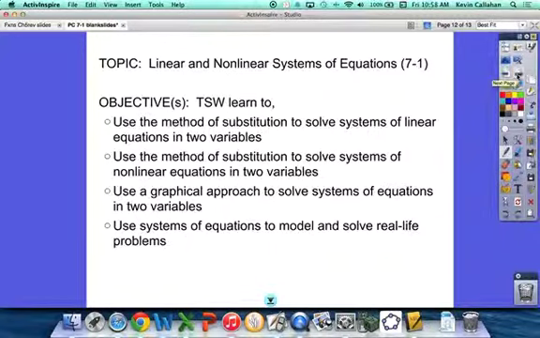Let's see. Did we do all this stuff? We used the substitution method for linear, for nonlinear. We did not do the graphical approach. And we did some word problems.